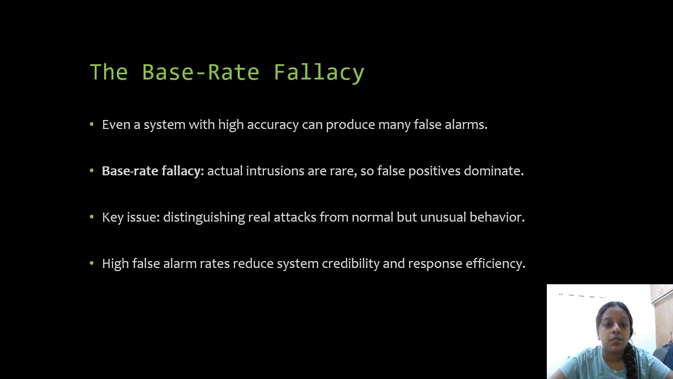Let's go into the problems faced by the intrusion detection system. The base rate fallacy. Even a system with high accuracy can produce many false alarms. Base rate fallacy: actual intrusions are rare, so false positives dominate. Key issue is distinguishing real attacks from normal but unusual behavior. High false alarm rates reduce the system's credibility and response efficiency. Let's look at this in detail.